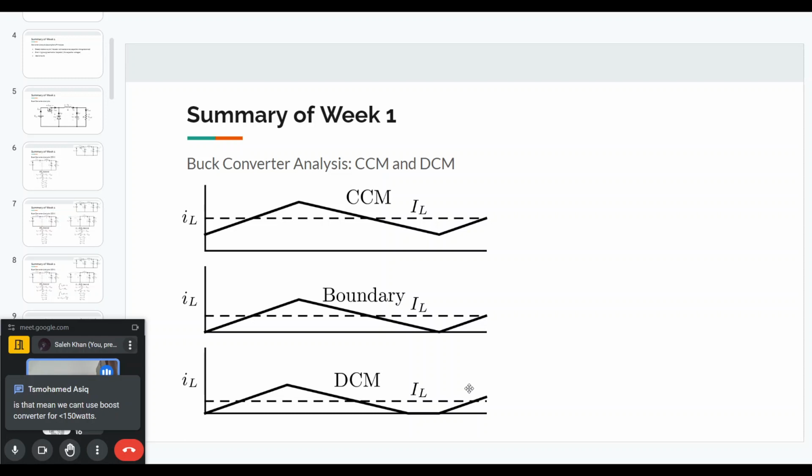No, we can use the boost converter for less than 150 watt, but it will go into DCM mode. And in DCM, the output voltage expression changes slightly. It becomes dependent on the inductance, the load resistance, and the duty as well. So we can still use the boost converter for less than 150 watt, but in DCM mode.